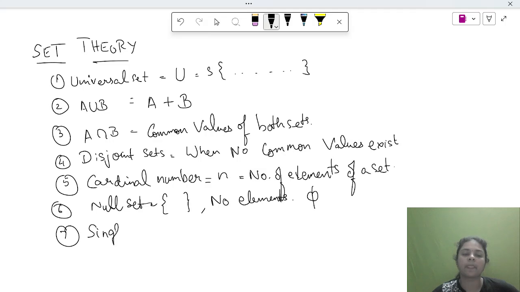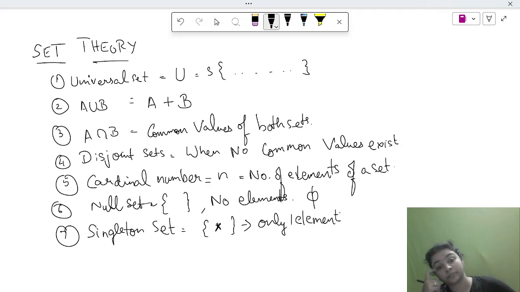What is a singleton set? A set which contains only one element.